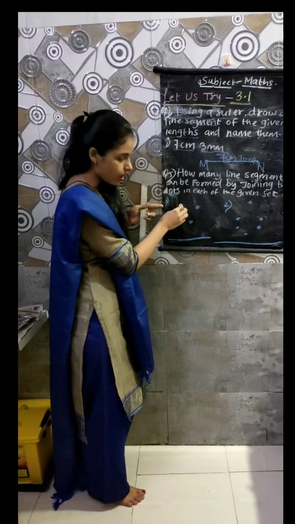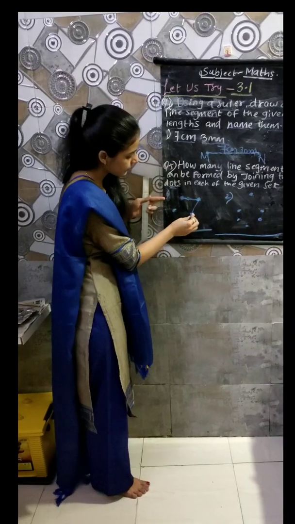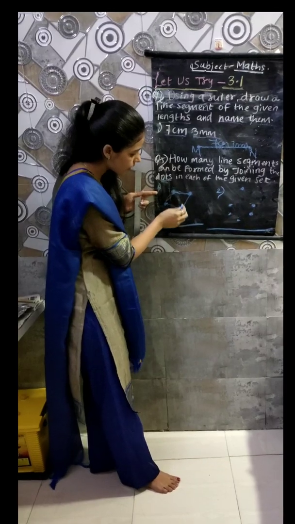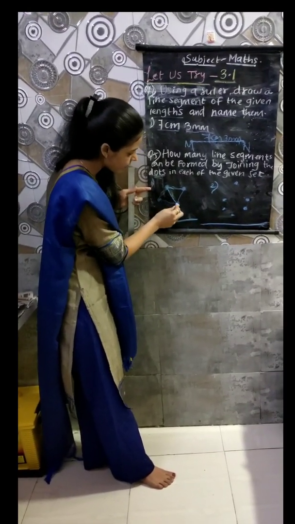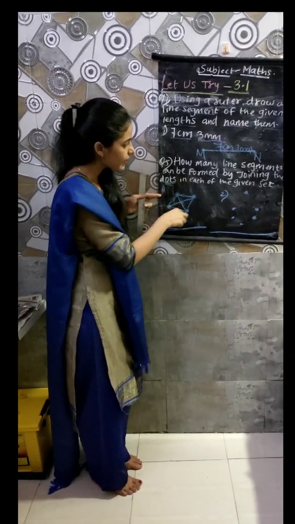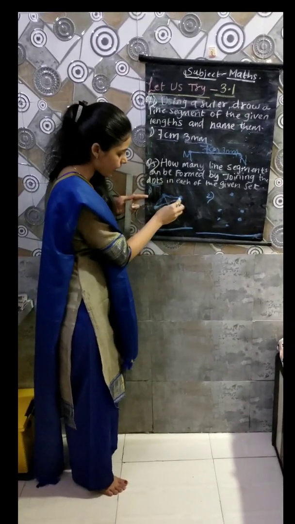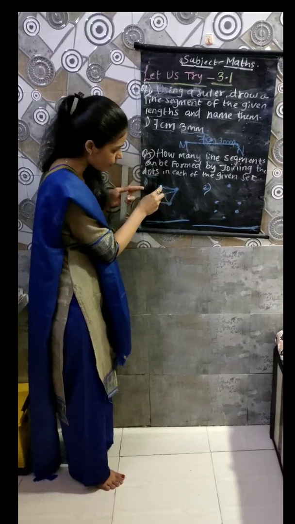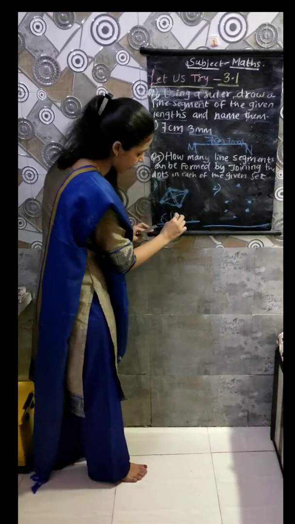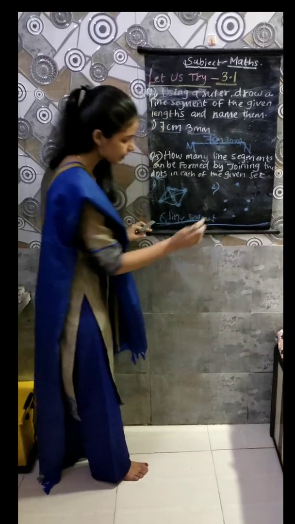This is the first dot. I am going to join this first dot to the second, third, fourth, fifth. Again, this dot we also have to join, this 1 and 2. So how many line segments are formed by joining all the dots given in this set? Let's count. 1, 2, 3, 4, 5, 6. So here we have to write 6 line segments.